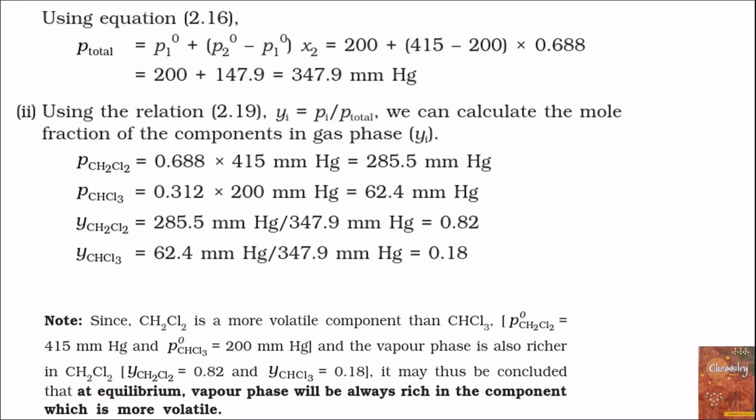Hello students. So in this solved example, we calculated the mole fraction of the components in the vapor phase. Now if we compare the mole fraction of the components in the vapor phase, this is the mole fraction of dichloromethane in the vapor phase, it is 0.82, and this is the mole fraction of chloroform in the vapor phase, which is equal to 0.18. Clearly the mole fraction of dichloromethane in the vapor phase is greater than the mole fraction of chloroform.